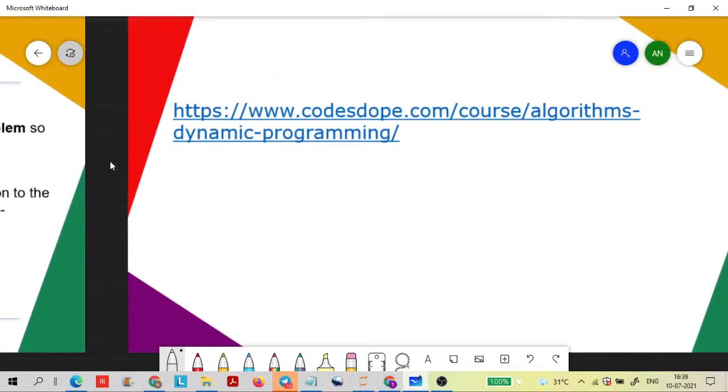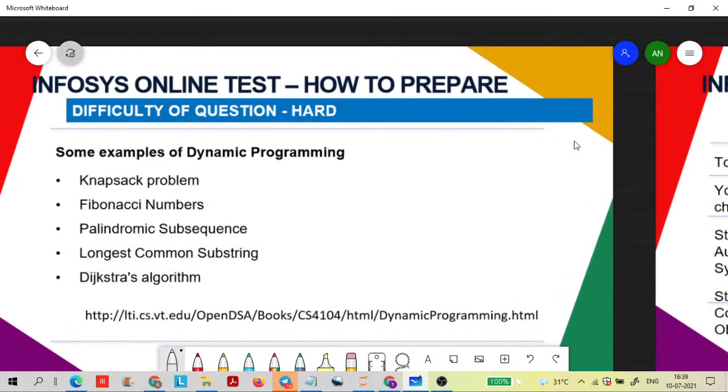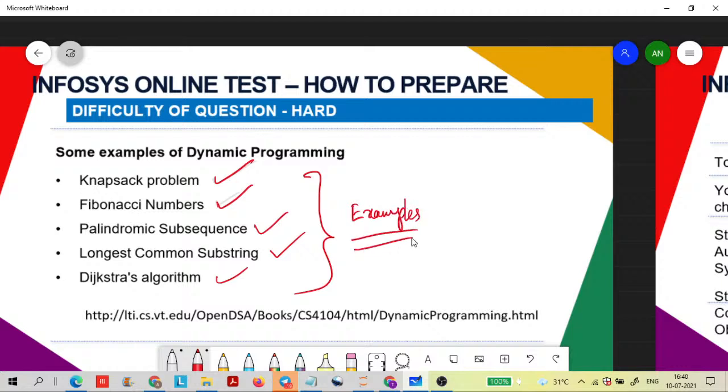Okay, so to understand the concepts and all, these are some of the other examples for dynamic programming, that is the knapsack problem, Fibonacci, palindromic sequences, longest common substring, Dijkstra algorithm and all. So these are very important examples for dynamic programming. Okay, very important examples, there are more chances to get questions based upon these concepts.